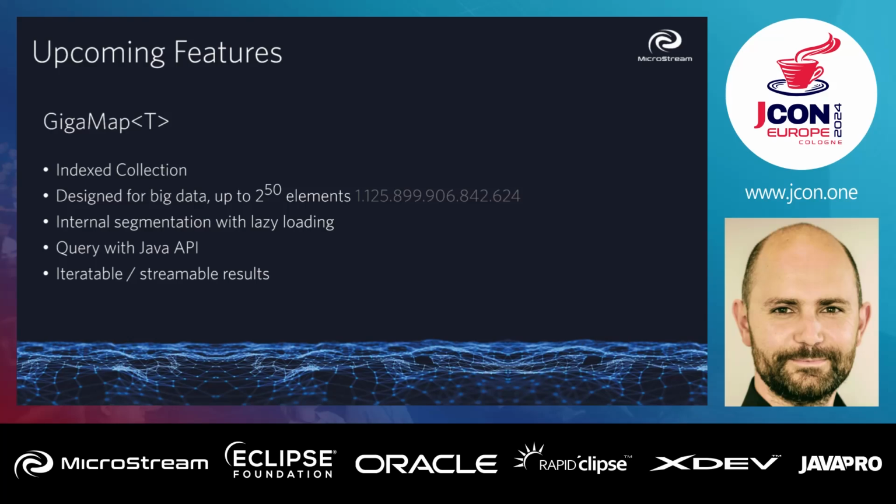And it doesn't have the limit of the Java util collections. They use an integer as an array index. The GigaMap doesn't, so we have the possibility to store up to 2 to the power of 50 elements. So that should be enough for every use case, I guess. And this makes this collection a highly efficient and flexible solution for managing, querying, and storing large quantities of data easily with our storage approach.